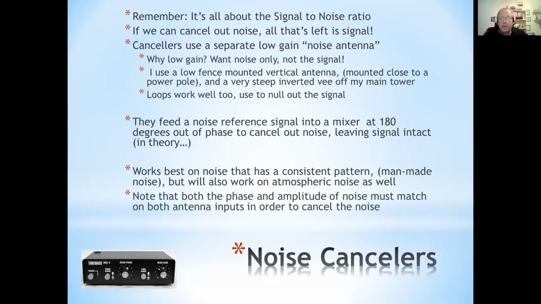Now, keep in mind that both the phase and the amplitude of the noise must match on both antenna inputs. So the idea is to have the signal plus the noise on one and only the noise on the second, and try to have them both be the same. And you'll find that these things have knobs on the front where you can control the main, this is the noise antenna gain. This is the phase of the signal, so you can control the phase of the noise coming in. And this is the main antenna gain. So the idea is to get these three knobs coordinated.